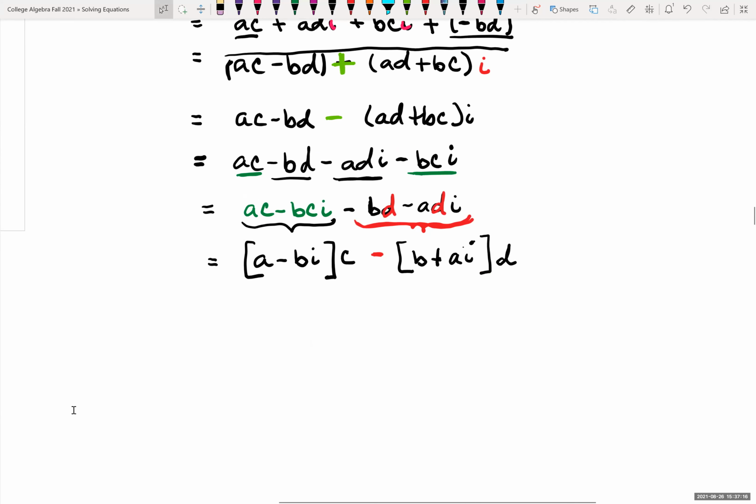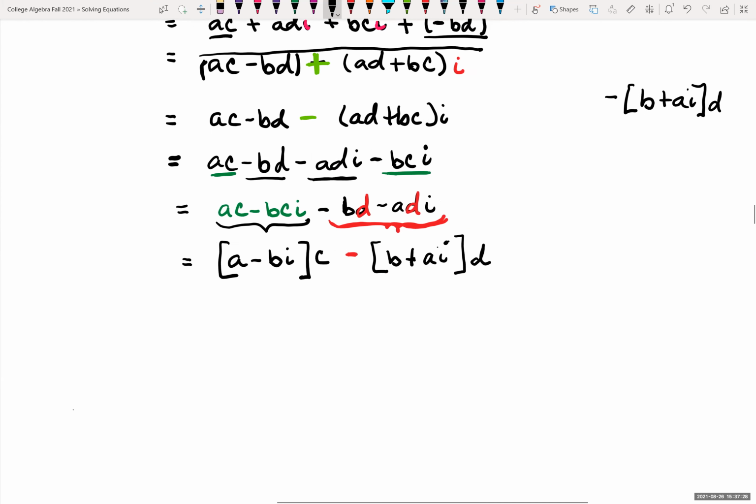So let me maybe do this over here. If we have minus b plus ai, all times d, and let's say that we pulled out an i. Can we do that? I'm thinking to myself, what could I multiply b by? Now, that's not going to work. Pull out an i. If I rewrite this as bi plus just a.